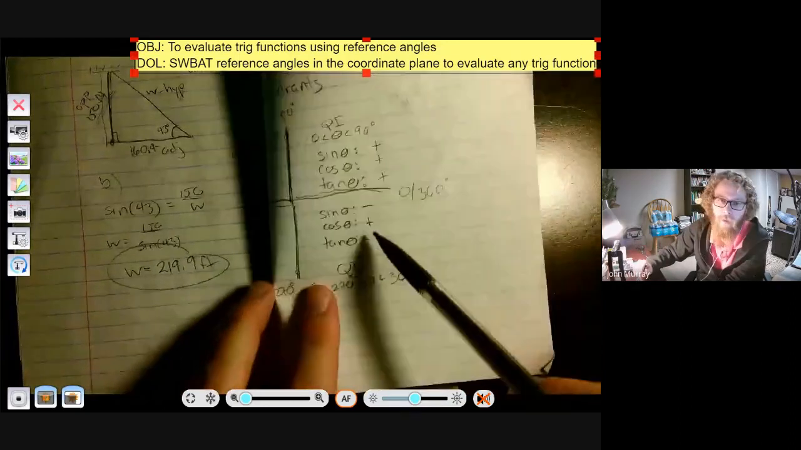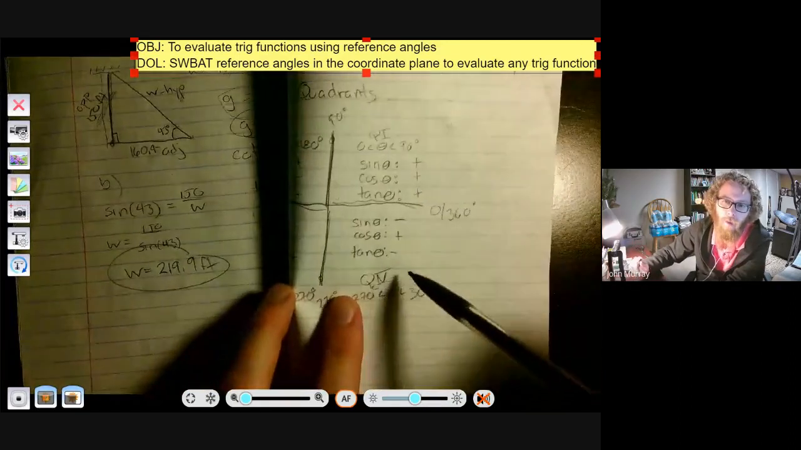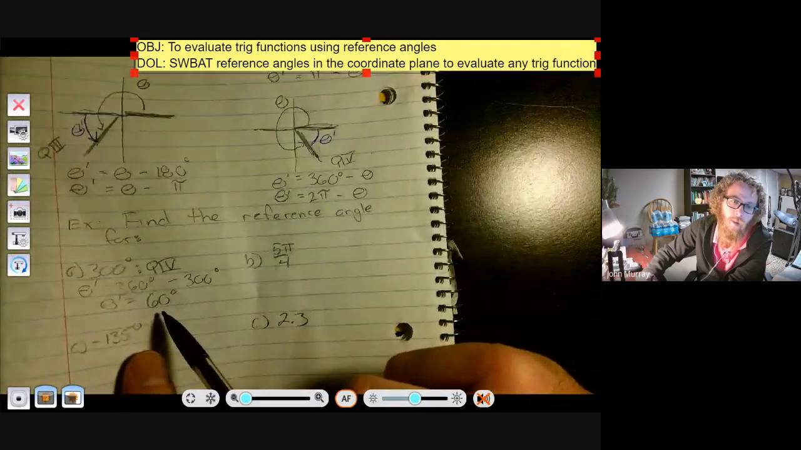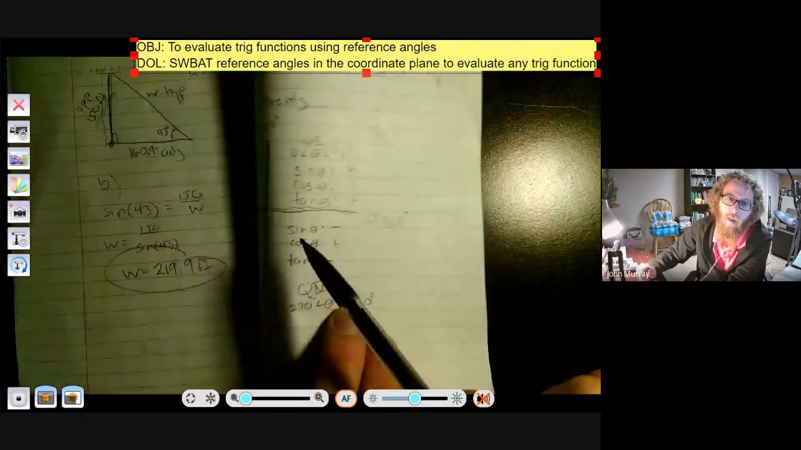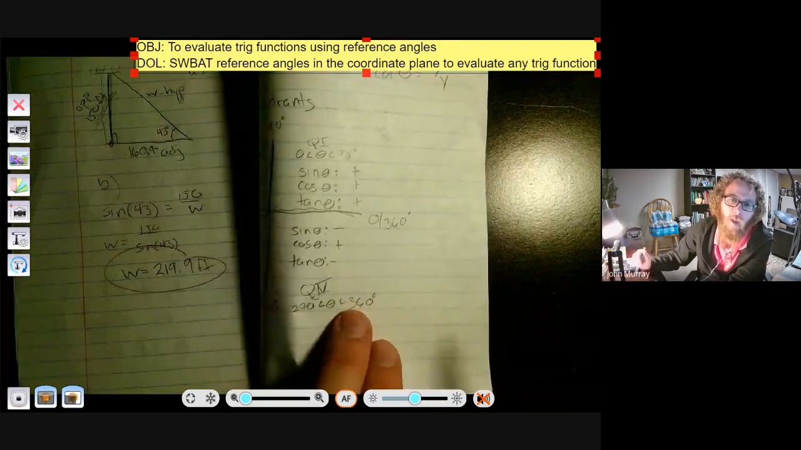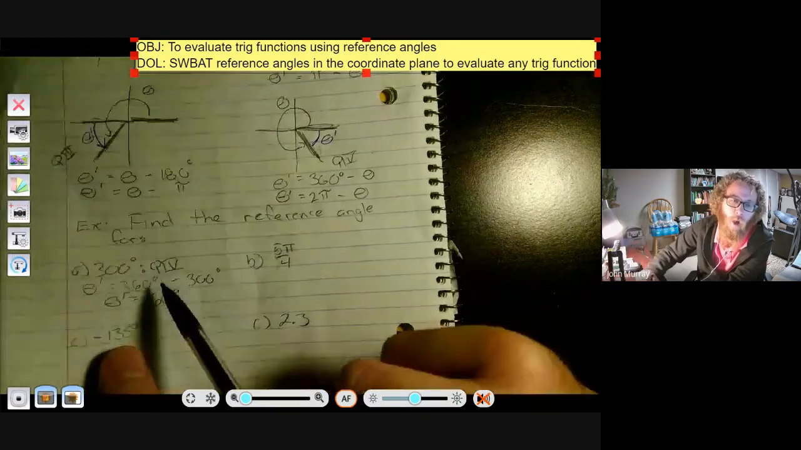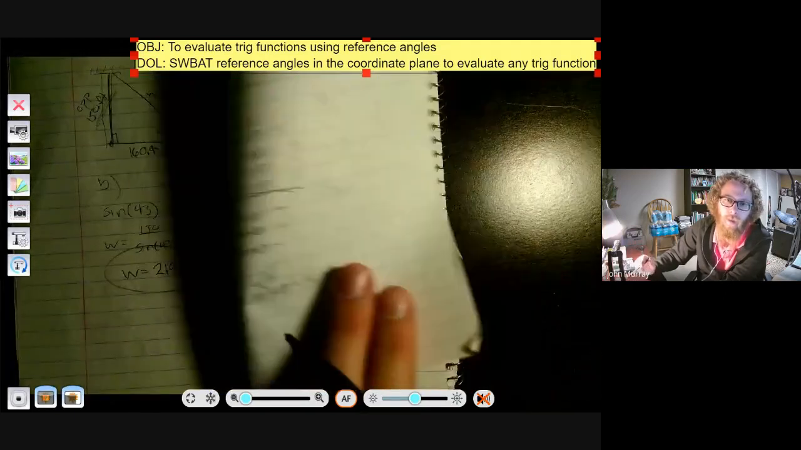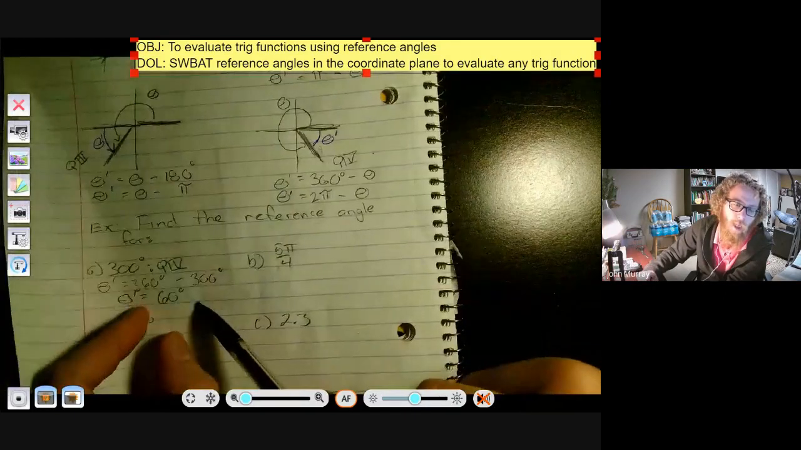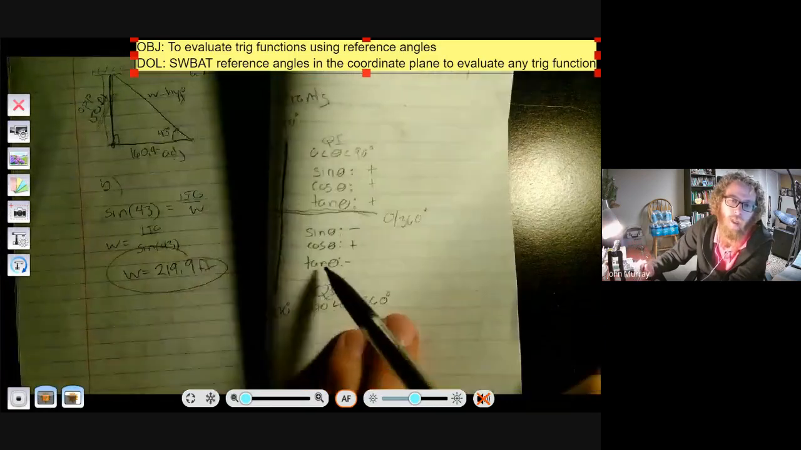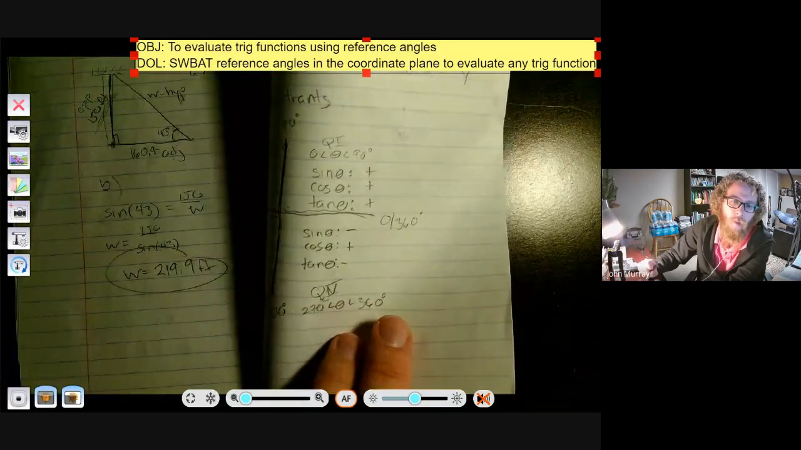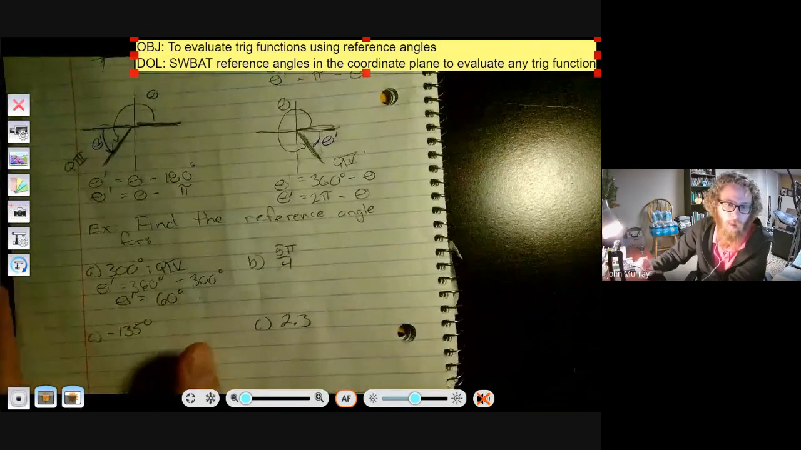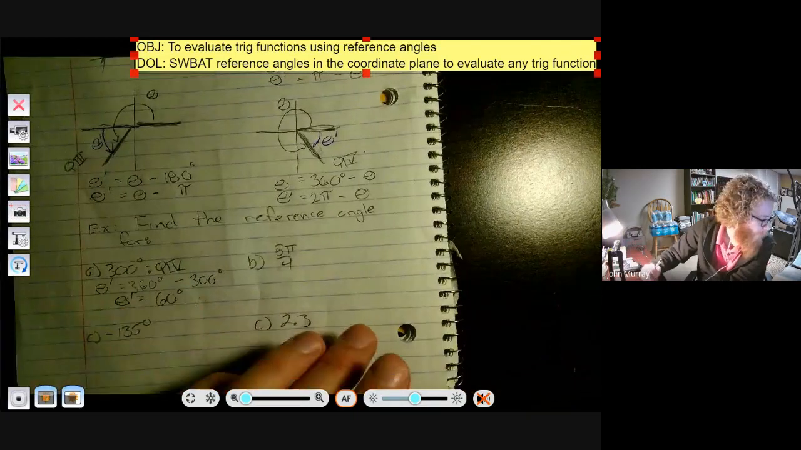So that's where we have to reference this chart. Whatever the sine of 60 is, I'm going to make that negative for the sine of 300. The cosine of 60 and the cosine of 300 are both going to be positive, and whatever the tangent of 60 is, I have to make that negative for the tangent of 300. All right, I'll go back to that again if we have more time at the end of class.